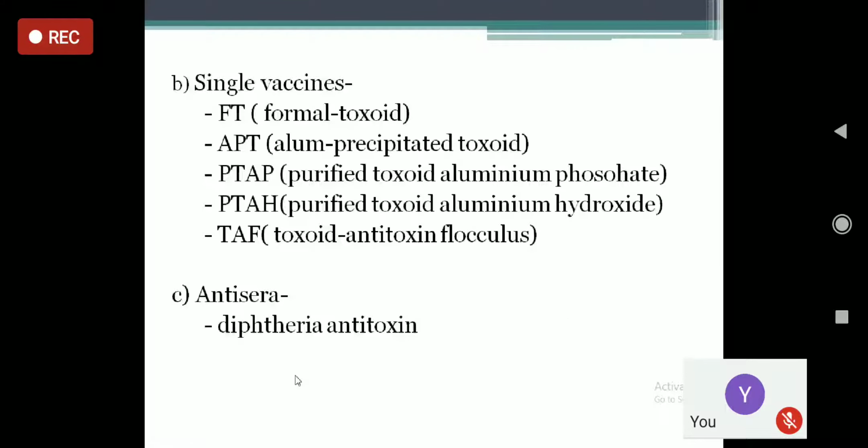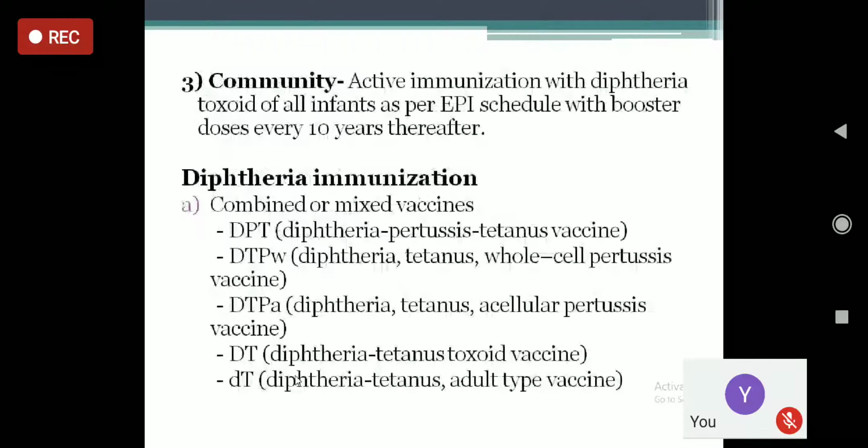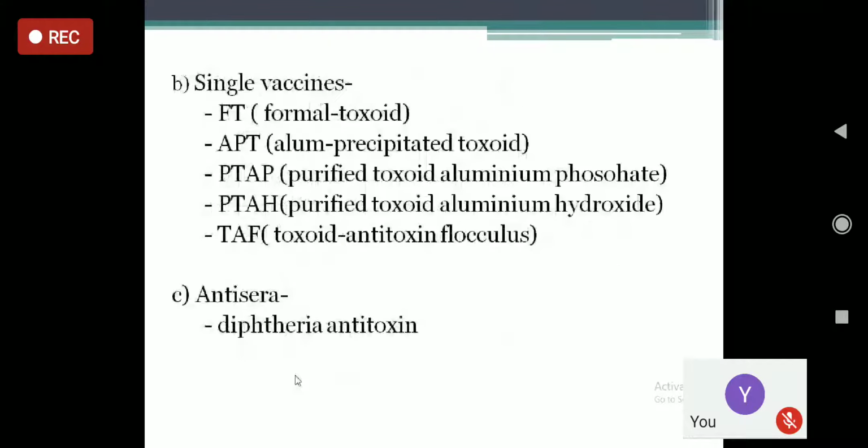And in single-dose vaccine forms also they are available in the market, but we don't use them. Like FT, formol toxoid, alum precipitated toxoid, purified toxoid aluminum phosphate, purified toxoid aluminum hydroxide, toxoid antitoxin floccules. These are available in the market, but we don't give them because we believe in patient compliance. And antisera can also be given. Diphtheria antitoxin also can be given, it is available. That's why we give it.